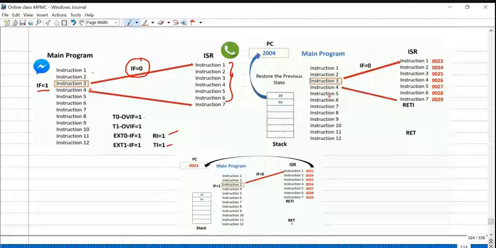So this is similar to, for example, you are chatting with your friends. Let us assume this is your main program. Immediately, if you receive a call, based on the priority, you will attend that particular call. Once you complete your conversation with the other person, you resume your chat again. The same mechanism happens in microcontrollers.